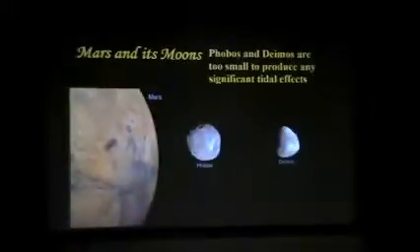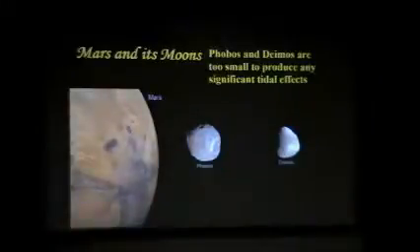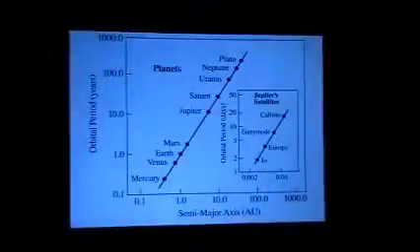Onto Mars, it's only got 2 tiny, tiny moons. Phobos is so close that it actually rises in the west and sets in the east because it's going around faster than the planet is rotating. But no significant tidal effects that we know of there.